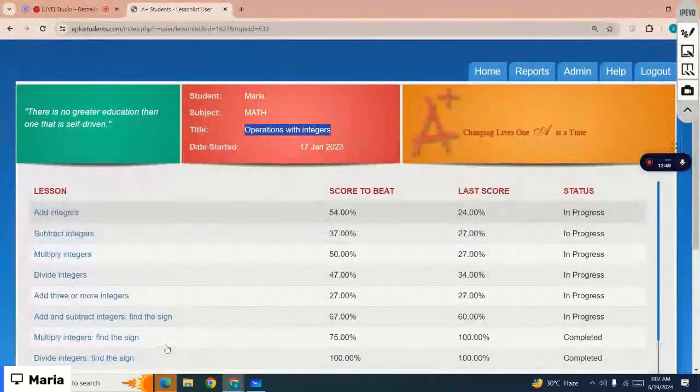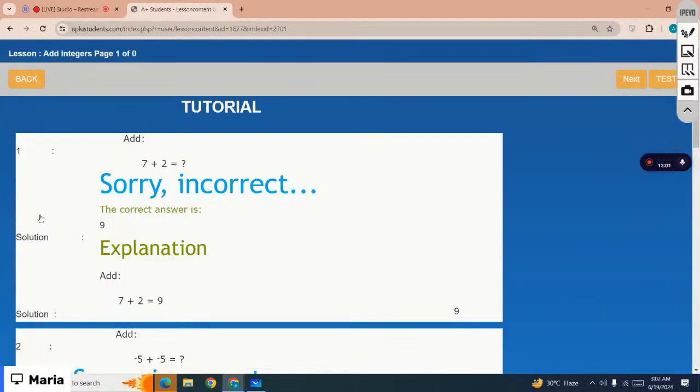Okay, here I'm on grade 6 maths. The chapter we are on right now is operations with integers. Let's start with the lesson, add integers. Integers are the numbers with positive and negative signs, right? Positive numbers represent an increment or profit, and negative numbers represent decreases and losses, right?